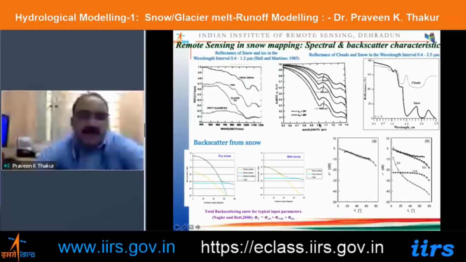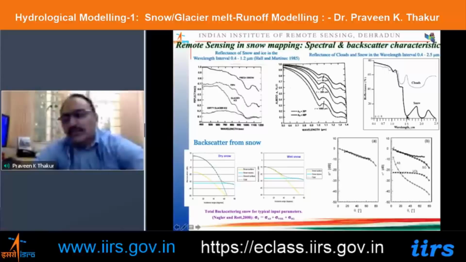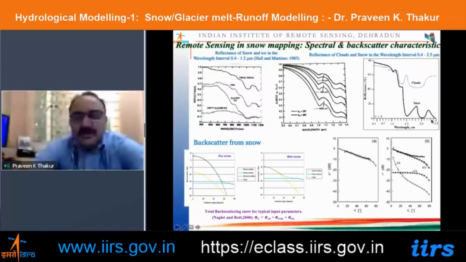So this is 0.9 to 1 micrometer. Up to 1 micrometer, you see a distinctive dip. This dip is generally used in hyperspectral data to estimate the grain size. And if you go further into the shortwave infrared or middle infrared, there is a distinctive absorption in the snow at 1.5 micrometer, 2 micrometer, and 2.4, 2.5 micrometer.